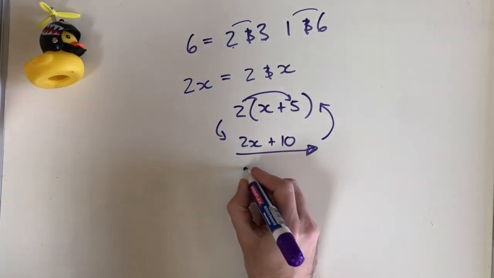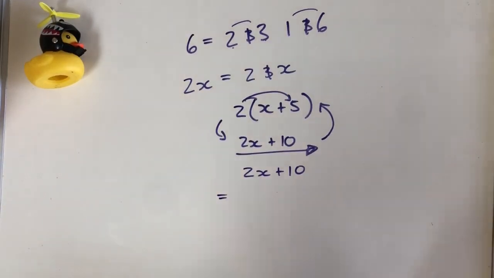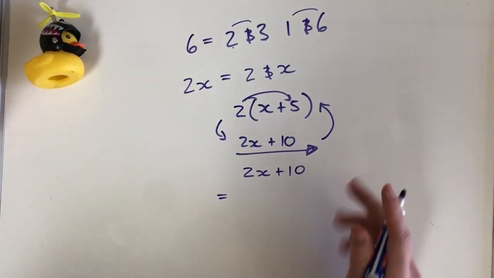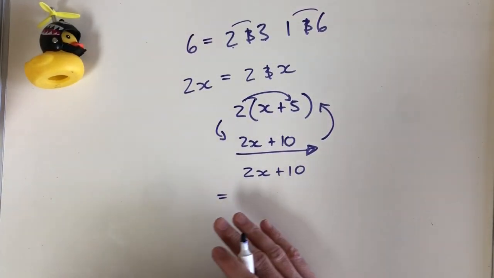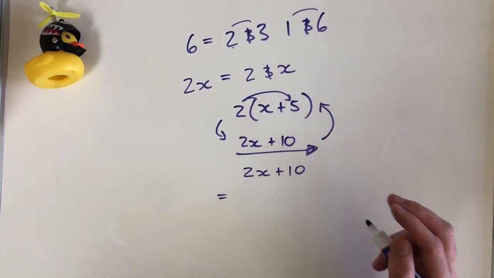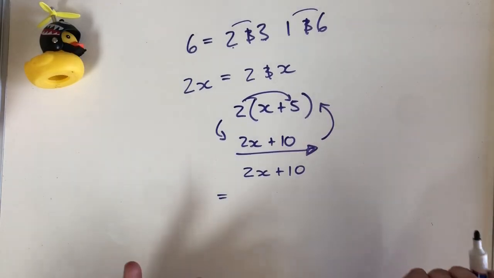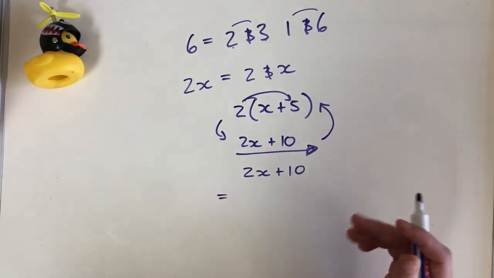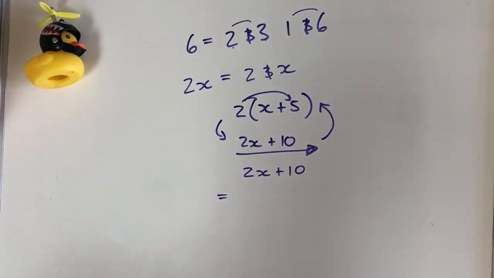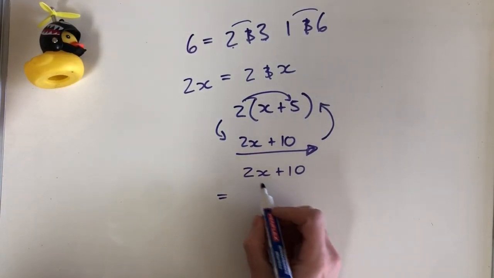Let's say we start off with 2x plus 10, and they ask us to factorize. The first question in factorization is always: how many terms are there? Because the goal of factorization is always to get one term. We won't always get one term, but that's the goal. We always shoot for the stars and hope we get there, but we don't always get there. But in this case, we will.